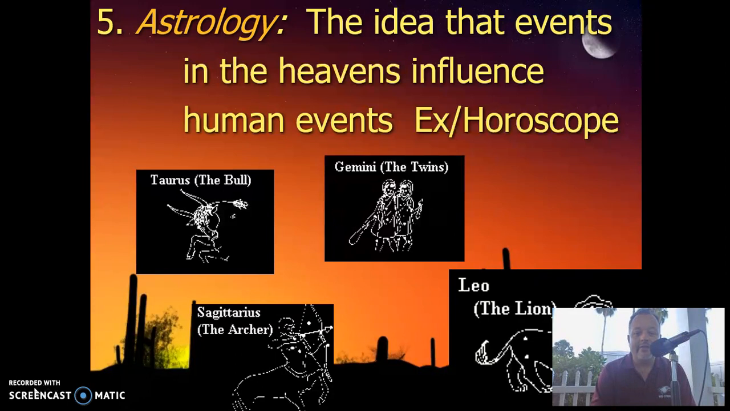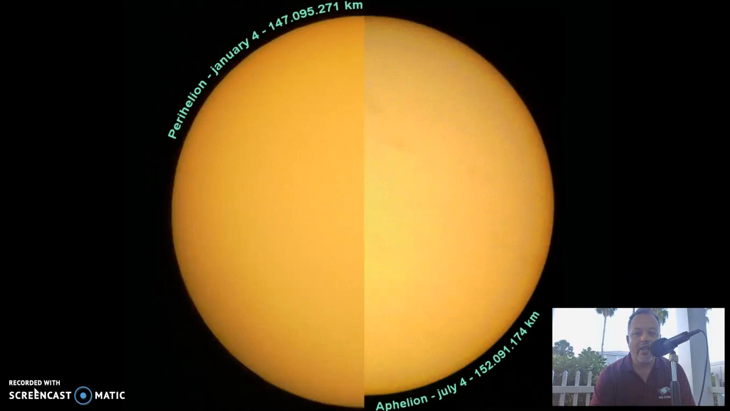Well, the correct answer is January. Yeah, January. Specifically January 4th. Take a look here at this picture on the screen. This is how large the Sun is in the sky at two different times of the year, in July and January.